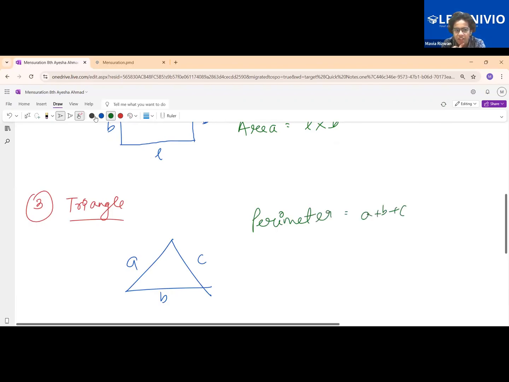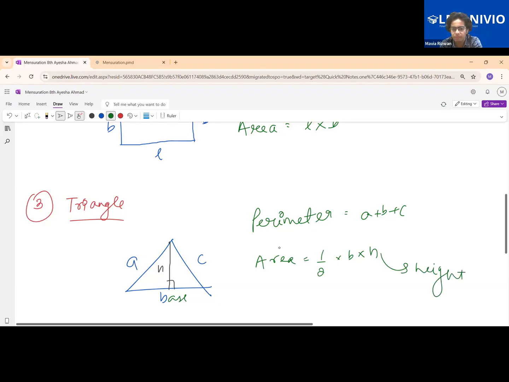But in the case of area, we should know one thing, that is the height. What is height? Height is the perpendicular. Yes, correct. It can't be called length; we give it a particular name because height is perpendicular. Height is always perpendicular, meaning 90 degrees. So area is half into base into height. This is the base, and this h is the height.